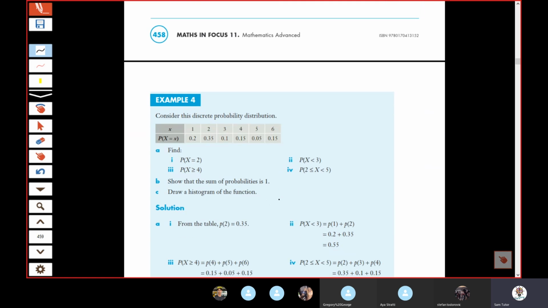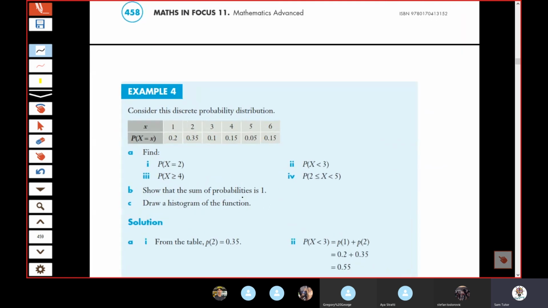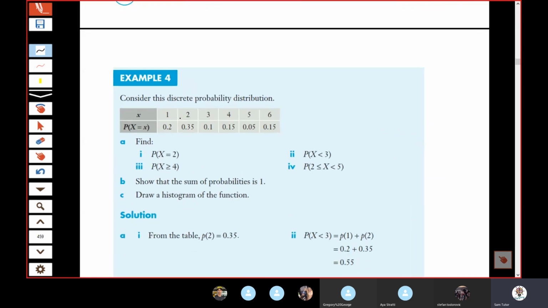Okay, so here we go. Let's have a look at this question. Consider this discrete probability distribution. X is 1, and the probability of that occurring is 0.2. For x equal to little x, the probabilities are 0.2, 0.35, 0.1, 0.15, 0.05, 0.15.